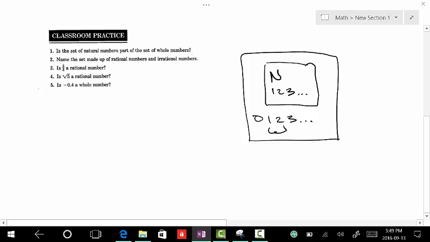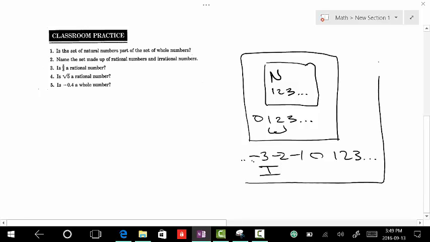And the integers can be negative. So -3, -2, -1. They also include the number 0, and the numbers 1, 2, 3, all the way to positive infinity, and from -3 to negative infinity. However, the integers, which have symbol I, do not include any fractions or decimals. So the set of the integers includes the whole numbers and the natural numbers.